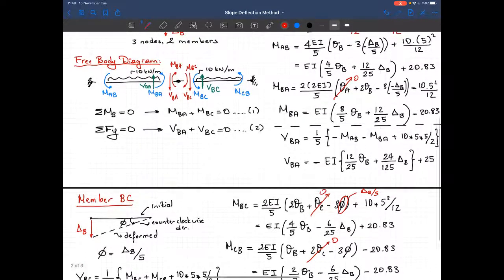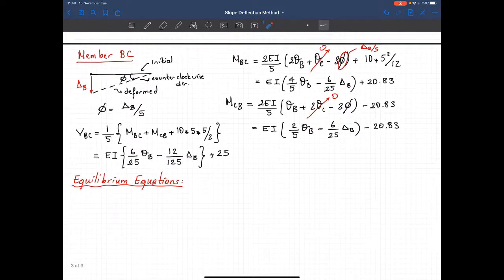Now, for the equilibrium equations, we find that the sum of moments at B equals 0. The summation of these two moments must be equal to 0. So let's write it down. Sum of moments at B equals 0. This tells me that MBA plus MBC must be equal to 0. And this is my first equation.